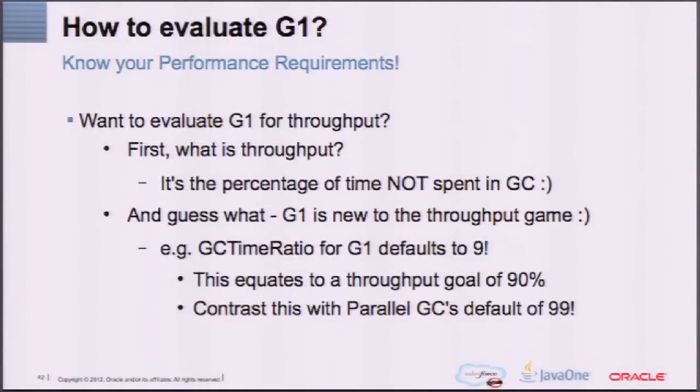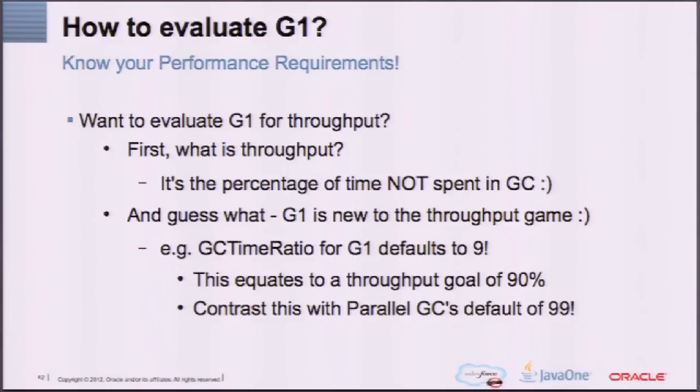So now, what if you want to evaluate G1 for throughput? You should know that G1 is designed for low latency, so it's new to the throughput game. First, let's define throughput. What is throughput? It's the percentage of time not spent in GC, right?